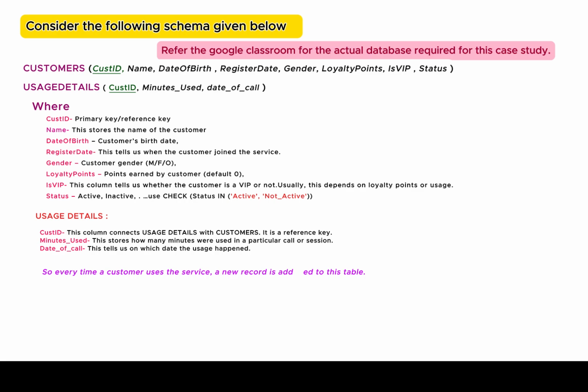Now tell me, are you able to visualize the tables? Can you see how both tables are connected using Cust ID? Good. Once the structure is clear in your mind, writing queries or procedures becomes very easy. Now, we'll start writing procedures based on this structure, step by step.